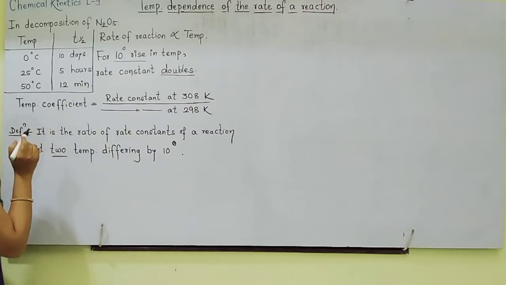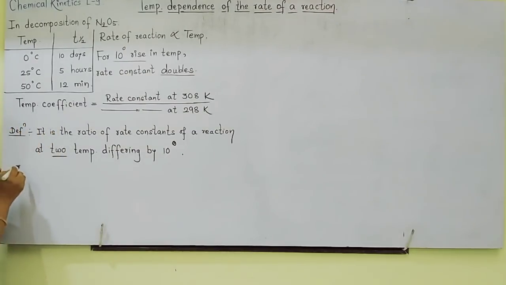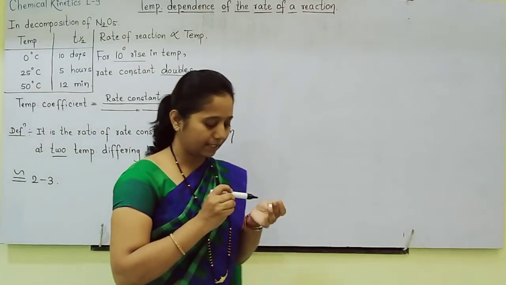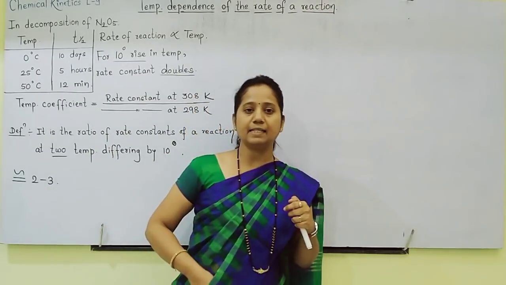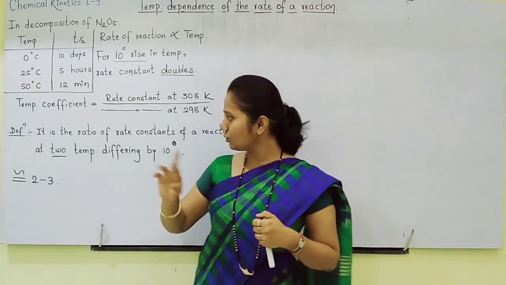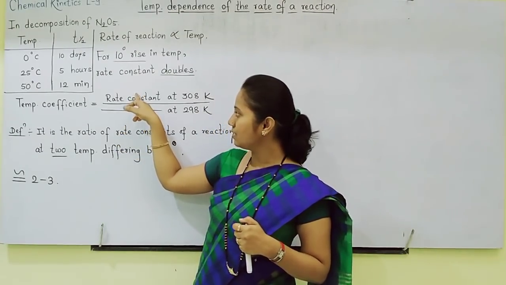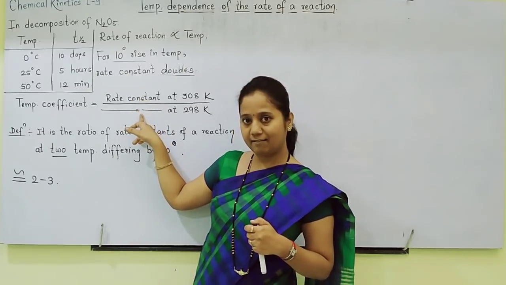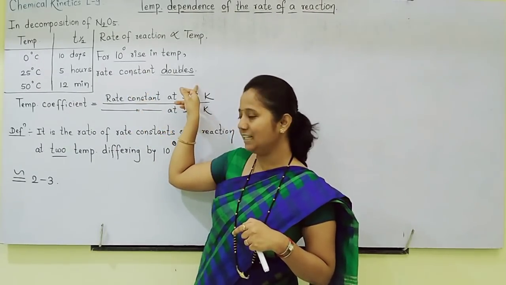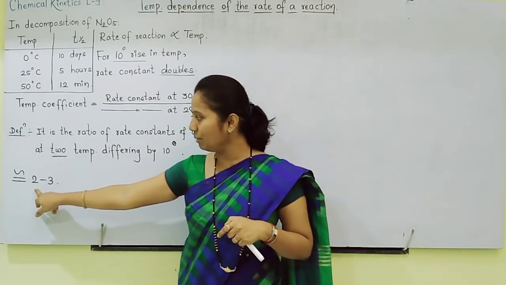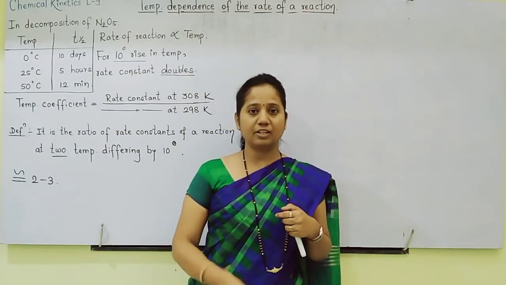The value of temperature coefficient will be approximately 2, sometimes it may increase up to 3. But in our NCERT book it is given as double only. So generally consider 2, but it may increase up to 3. So you understood very well. Rate constant K2 divided by K1. K2 will always be double of K1 when there is an increase of 10 degrees. So the temperature coefficient will generally be 2.